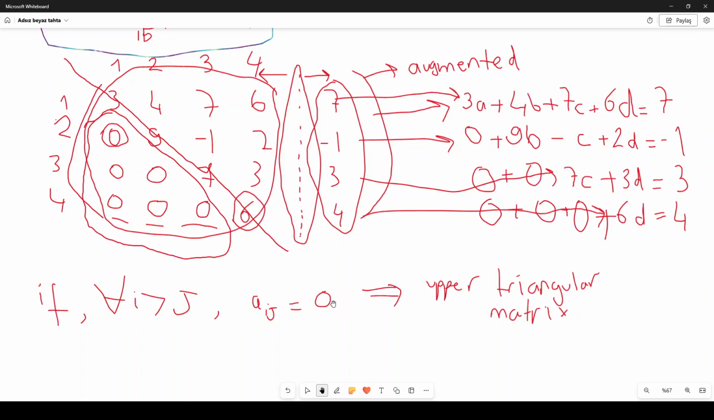Alright. So in the next lecture, I will talk about equivalent systems, what it means for two systems to be equivalent, and how we can convert one system into its equivalent form. Then the elementary row operations, and how we can combine our knowledge of upper triangular matrices and elementary row operations to solve a system of linear equations.